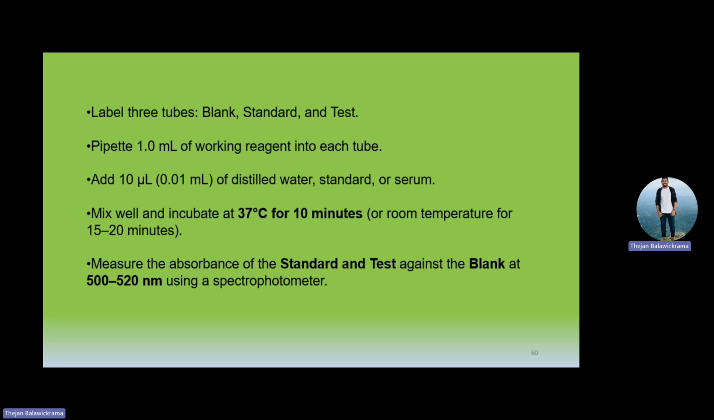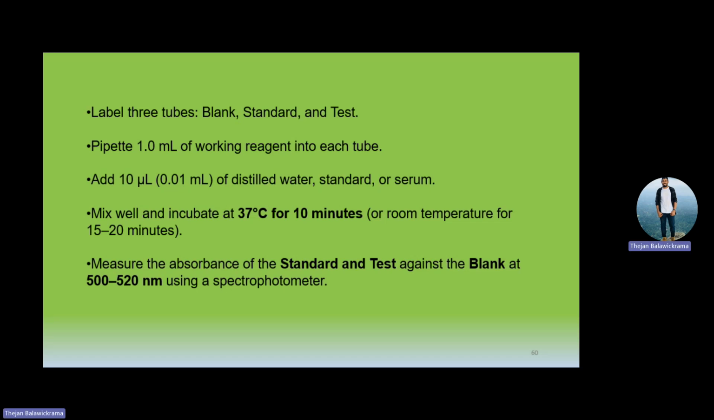Right. We label those three tubes. Then we add, by using a pipette, 1 milliliter, 1 cubic centimeter of the reagent. Right. Of working reagent. Working reagent means that when it comes to these reagents, there is an expiry date. The test will not be valid after that. Working reagent means the reagent which is in the active state, in the usable state, right? Then we add 10 microliter of distilled water, standard or sample. Those three.